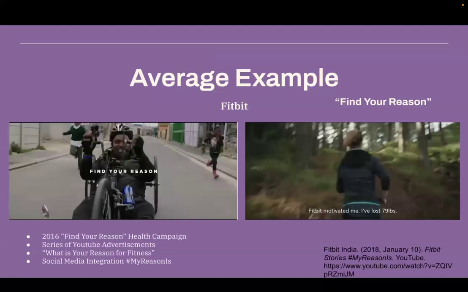For our average example, we are moving from children to adults, and specifically the 2016 health campaign by Fitbit known as Find Your Reason, which was a comprehensive strategy that utilized a fitness tracker known as a Fitbit. For the campaign, the company created a series of short videos utilizing adults of various ethnicities, ages, and abilities, enjoying physical activities, social media hashtags, as well as physical print media. The campaign ran on Facebook, Twitter, Instagram, YouTube, and other platforms.